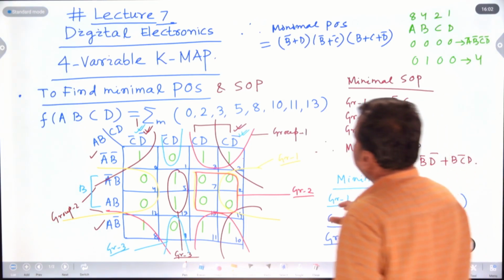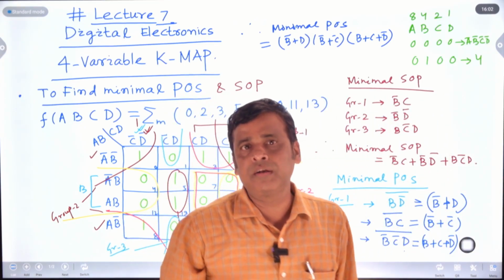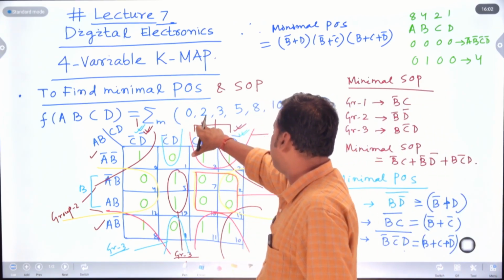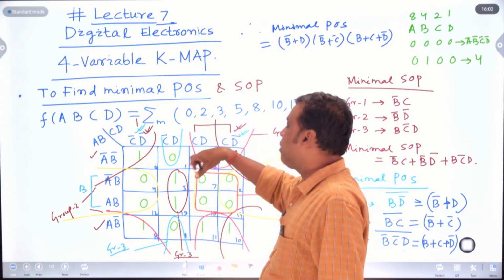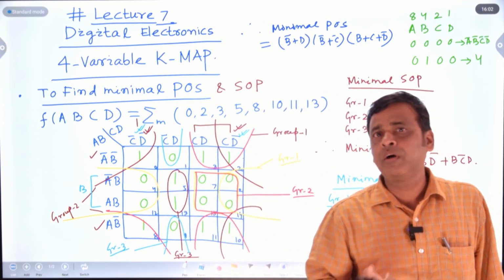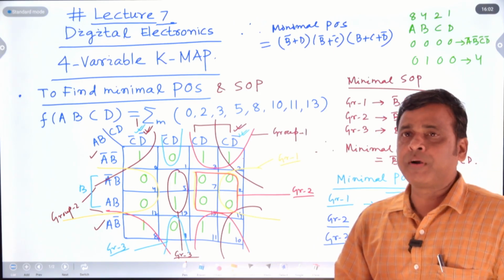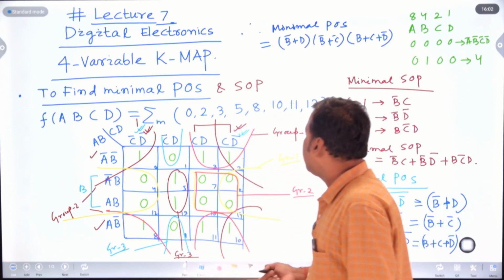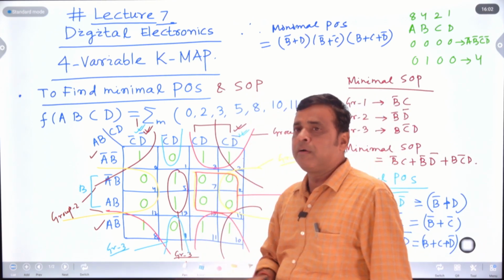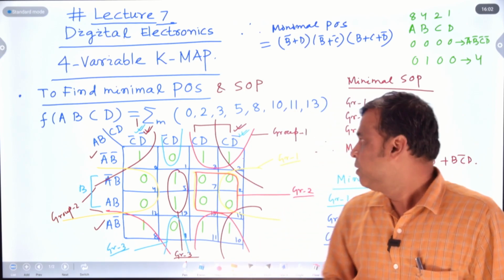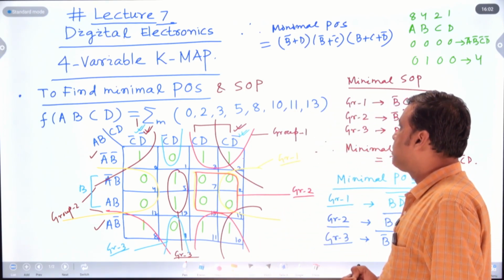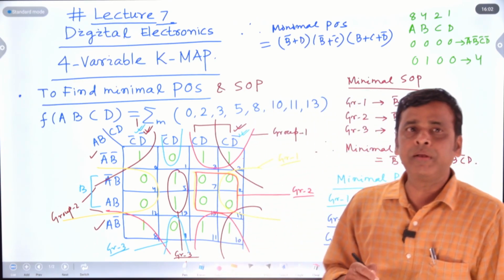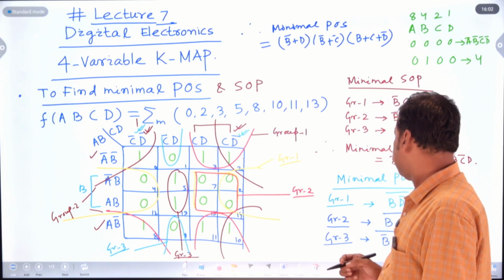If the question asks you to find the minimal SOP, that means if the product term is given, put the 1s in the respective squares, and combining or grouping the 1s gives the minimal sum of products. If the question asks you to find the minimal POS, what does that mean? You have to combine the zeros so that you will get the minimal POS. Minimal SOP means combination of 1s. To find the minimal POS, combine the 0s.